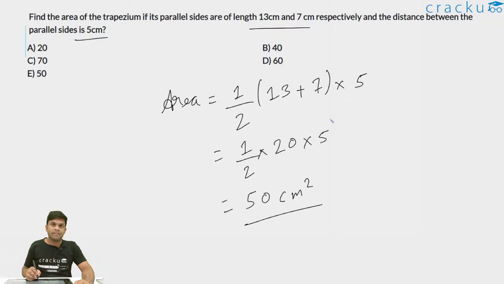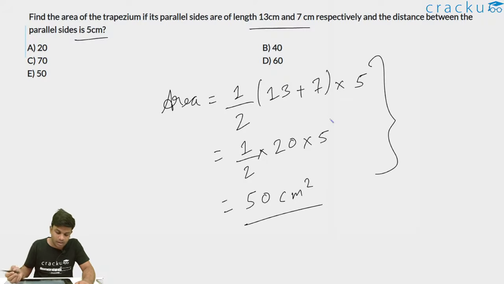So the area of the trapezium is 50 centimeter square. You just have to put the formula and calculate it. So the answer is option number E, which is 50.